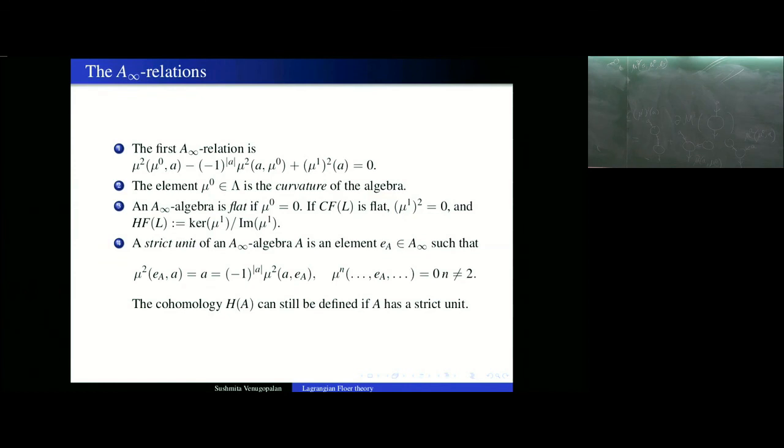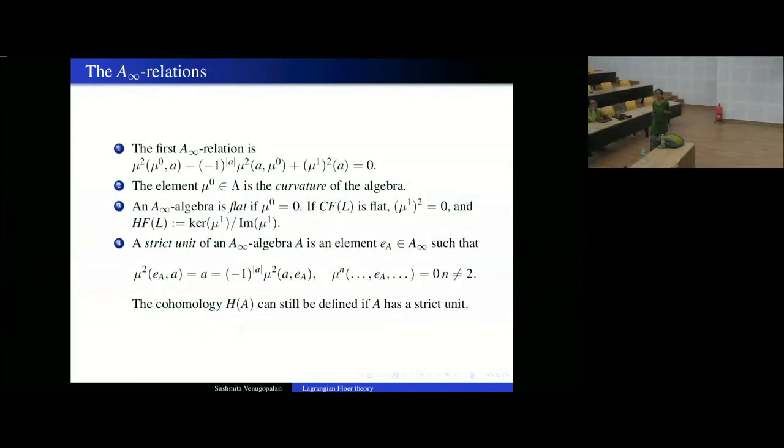And so we straight away see that this is the issue with the boundary squaring to 0. So mu1 is supposed to be the boundary map. So if you have all these other terms sitting around, you don't have boundary squaring to 0. And this can happen only if mu0 is non-zero. That's when we say that the A infinity algebra is curved. So mu0 is called the curvature of the algebra. So if there is no curvature, then we have that mu1 square is 0, and then we can define the Floer cohomology. But all is not lost.